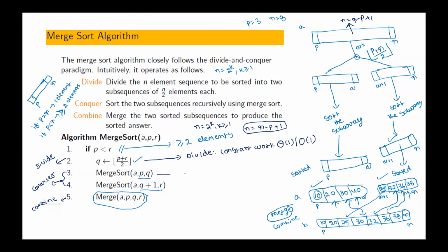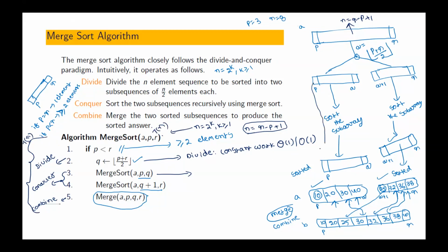Now tell me, what is the amount of work we are doing in step 3, if n is of the form 2 power k? For this entire algorithm, when n is the input size, the amount of work I consider as T of n. Now you tell me, what is the amount of work? T of n by 2. Correct.